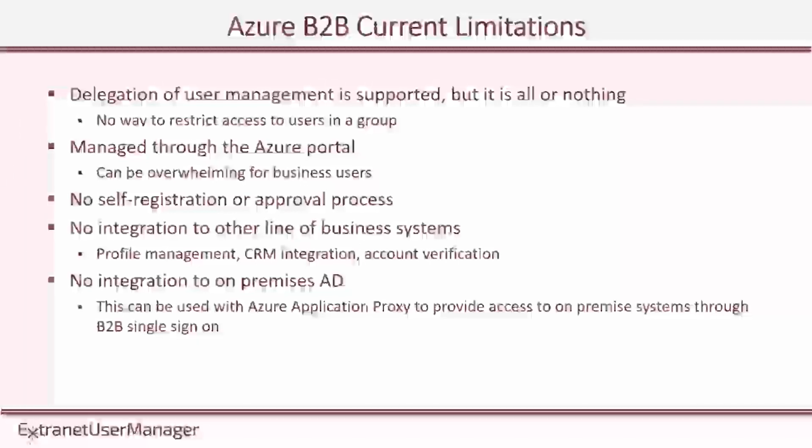There's also no integration to the on-premises Active Directory. So that scenario I was describing where we use the Azure application proxy to provide access to your on-premises SharePoint, for example. Maybe you're running hybrid where some of your information is SharePoint on-premises and some is in Office 365. You'd have to manually create both of those accounts and wire them together. That's something that we're looking to build into the product itself and to simplify that process.